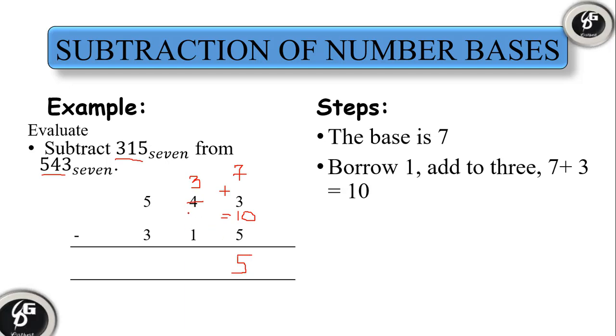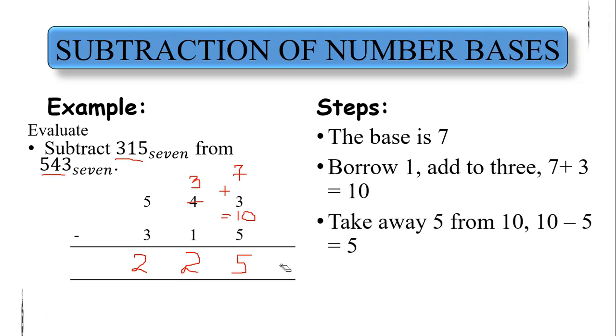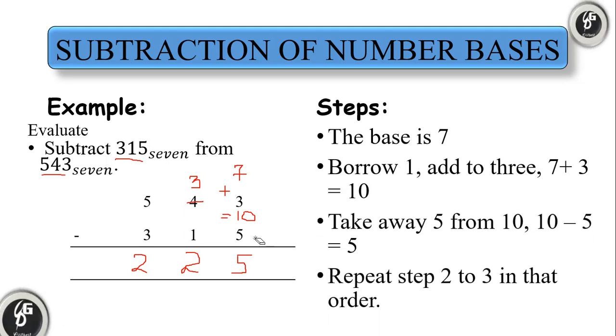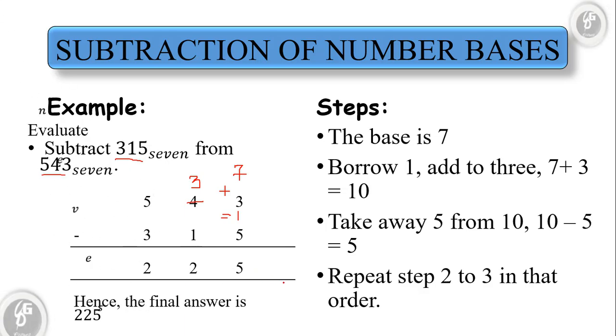So here I'm left with 3 and 1. So 3 minus 1 is 2. And 5 minus 3 is 2. So I'm having 225 base 7. Very simple. 225 base 7 as my final answer.